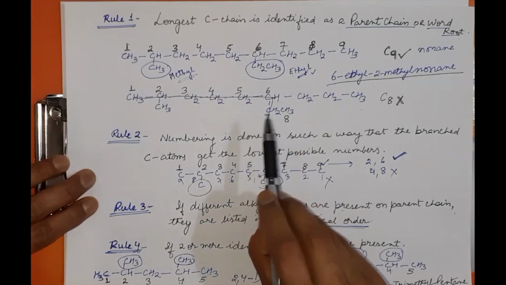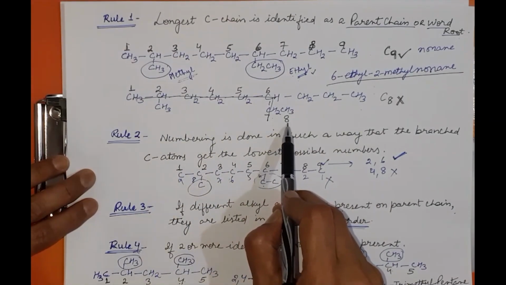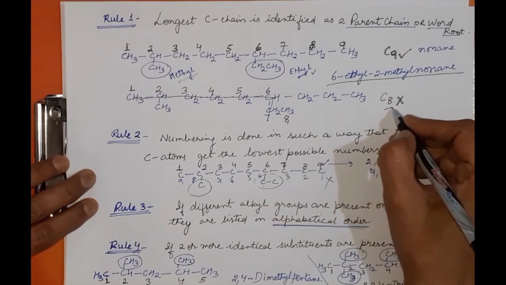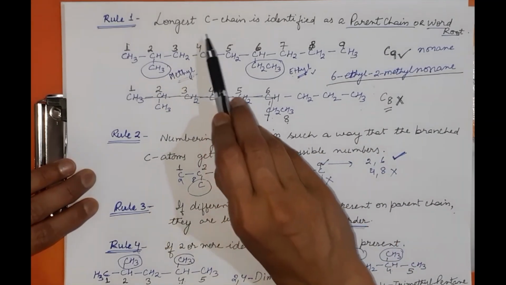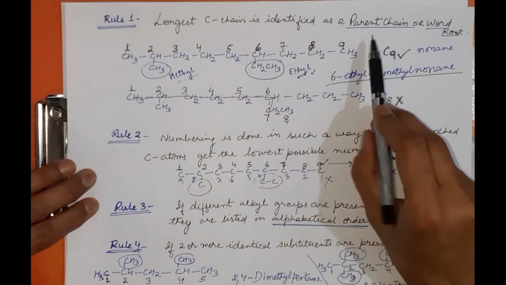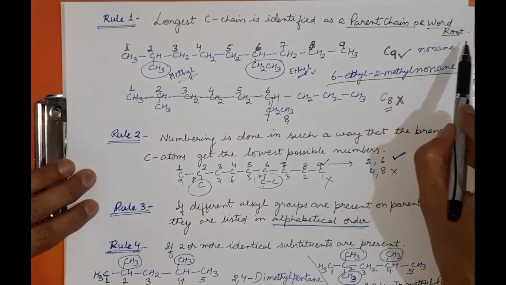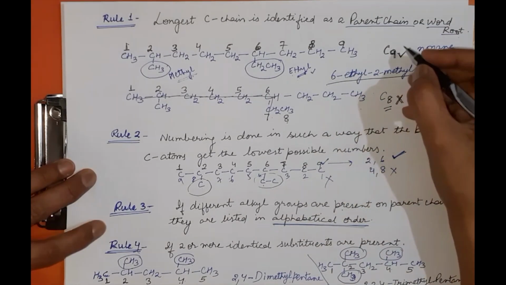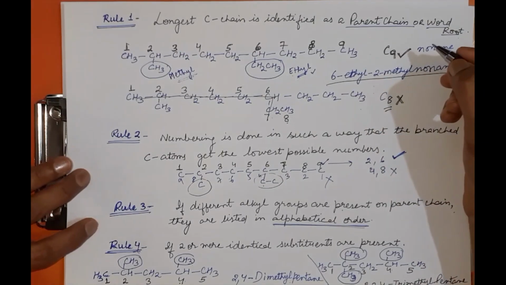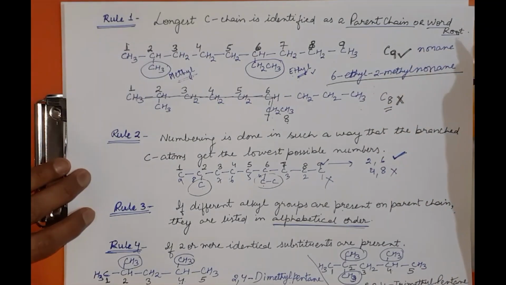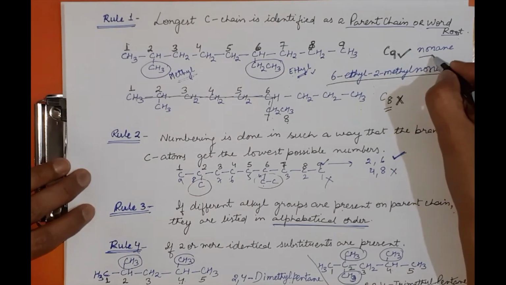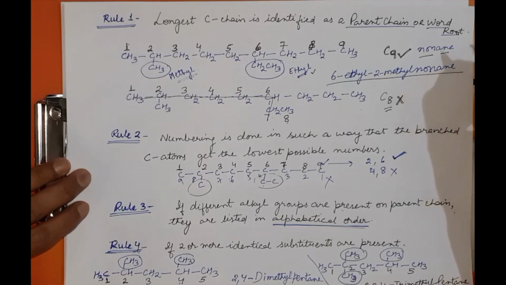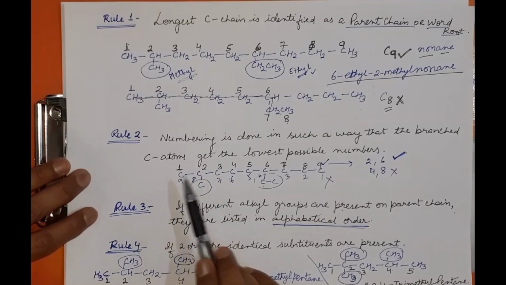In this case it has 8 carbon atoms, so it is the C8 parent chain. According to the rule, the longest carbon chain is identified as the parent chain or word root. So we will take this C9 as the parent chain. According to the word root, because it is C9, the word root will be non plus ane, because it has only single bonds.